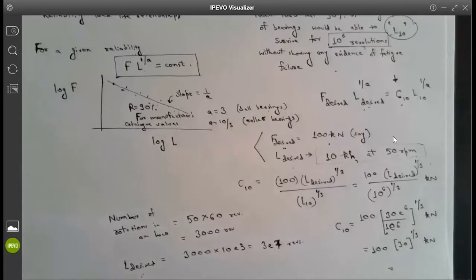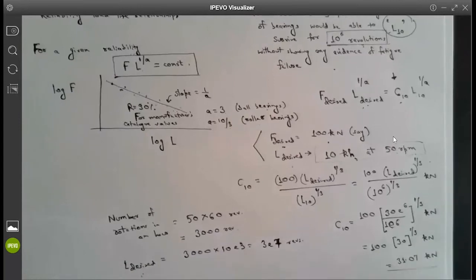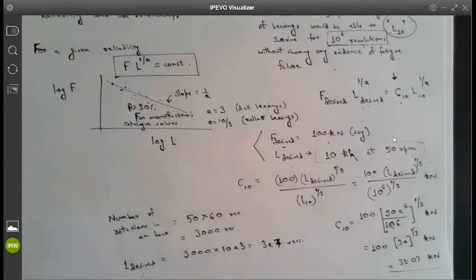So is it 310.723 kilonewtons? Yeah, 310 kilonewtons. That's correct. So now you actually know what your C10 would be for your given requirement.